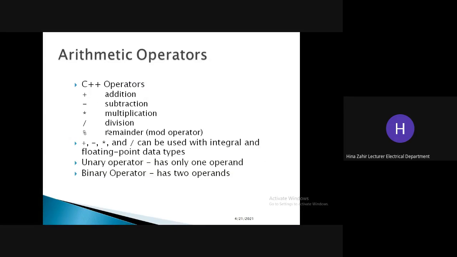Similarly, if we want to do addition in C++, we use plus. For subtraction, minus. For multiplication, star, we usually call it asterisk. For division, we use slash, and modulus is the percentage sign. It is above the digit 5 on your keyboard. Okay.